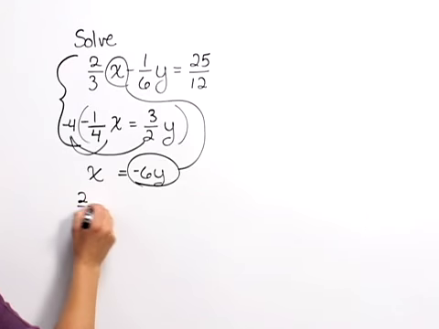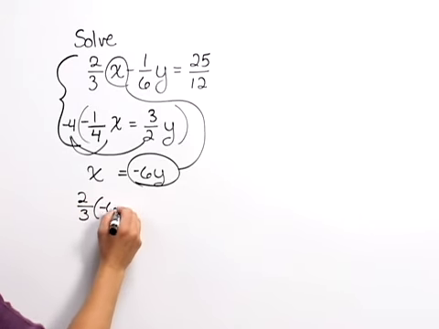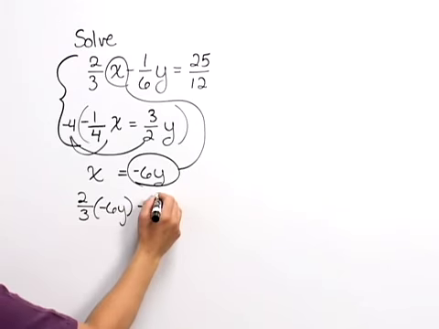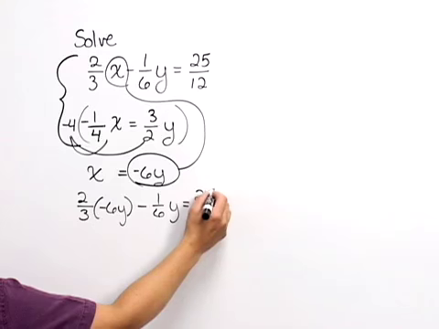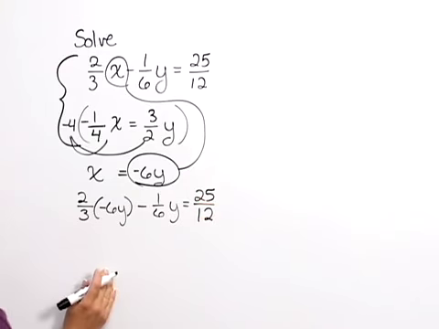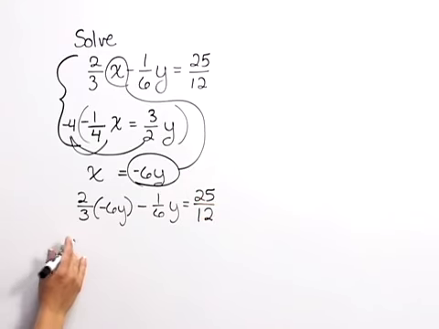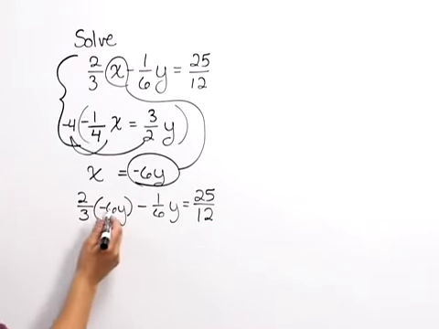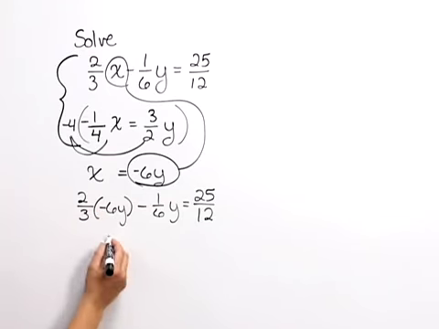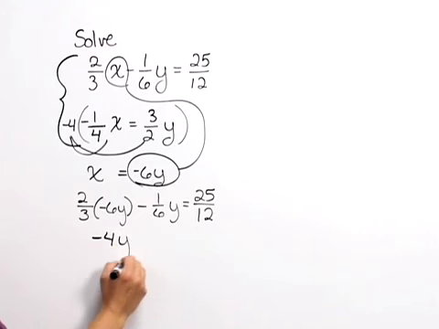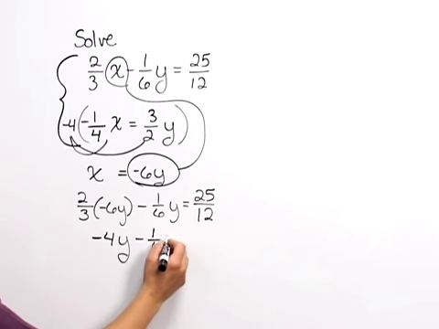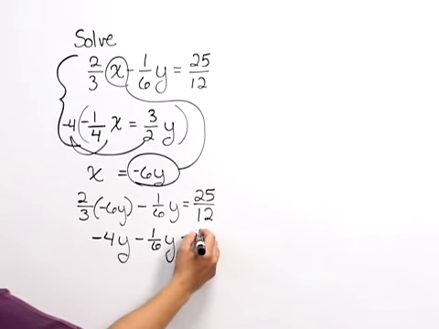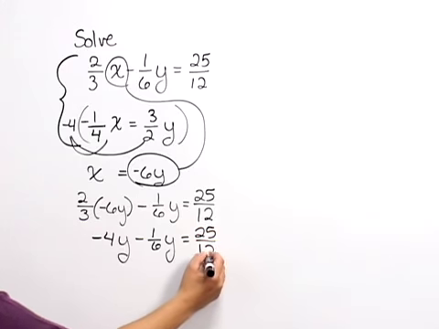That gives us 2/3 times -6y minus 1/6 y equals 25/12. Here, if we simplify, we find that 2/3 times -6 is -4y. You can do that multiplication off to the side if you need to. And from that, we subtract 1/6 y, which equals 25/12.